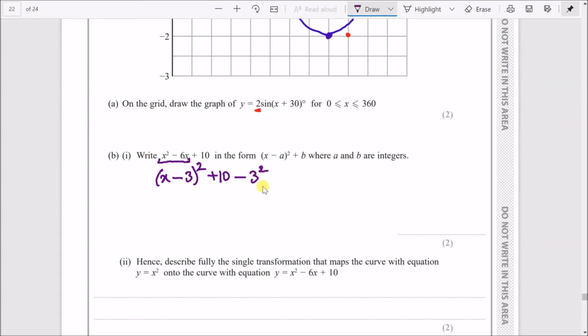And you're done, guys. And now we just combine the plus 10 and minus 3 squared. Well, in your calculator, plus 10 minus 3 squared, which is 9, so 10 take away 9 is 1. So our final result would be (x minus 3) squared plus 1. And yeah, that's it. You complete the square.